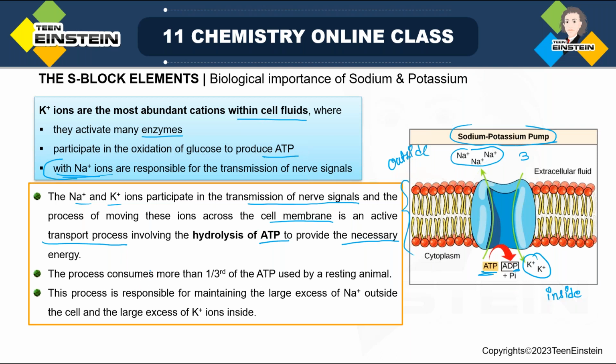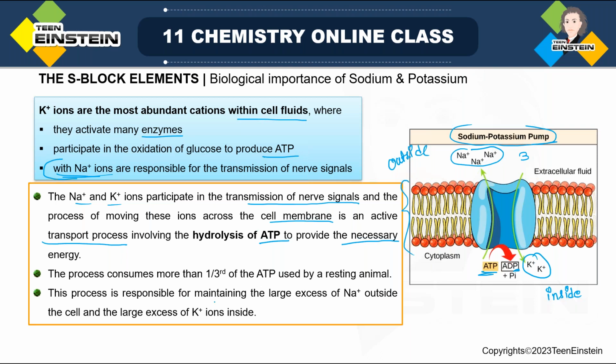This process consumes more than 1/3 of the ATP used by a resting animal. So ATP's work is obviously to provide energy, but not for this process only. There are so many other processes going on inside our body. So ATP has different roles, but for a resting animal, one third is a very large part, right? Almost 33% of ATP's energy is consumed in this process.